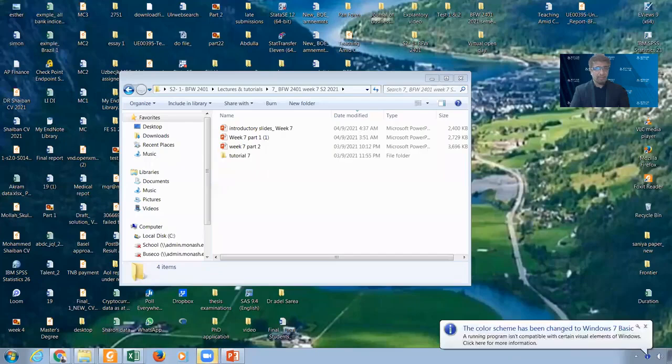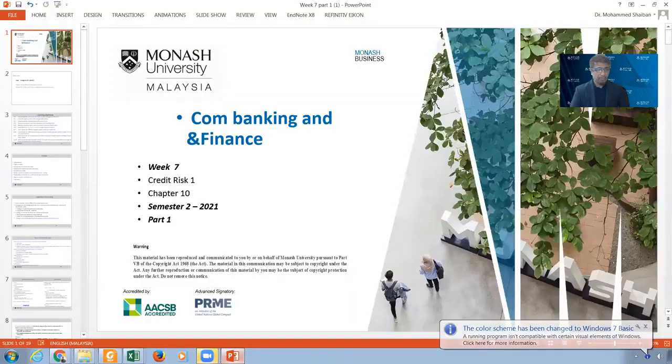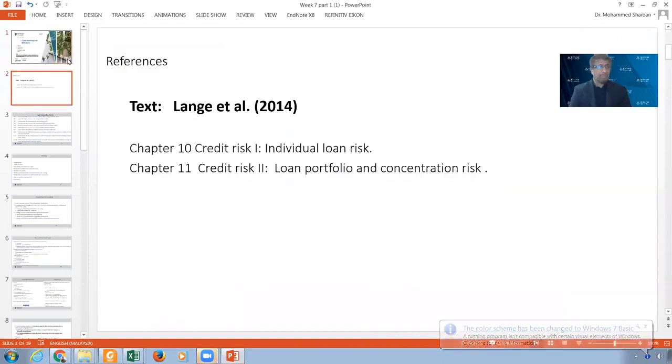In this part, we will talk about the type of loans and some modeling for credit risk. So let me share, and we just go to the slides. So this is the slides, and actually this week we are talking about chapter 10 and 11 in the book.